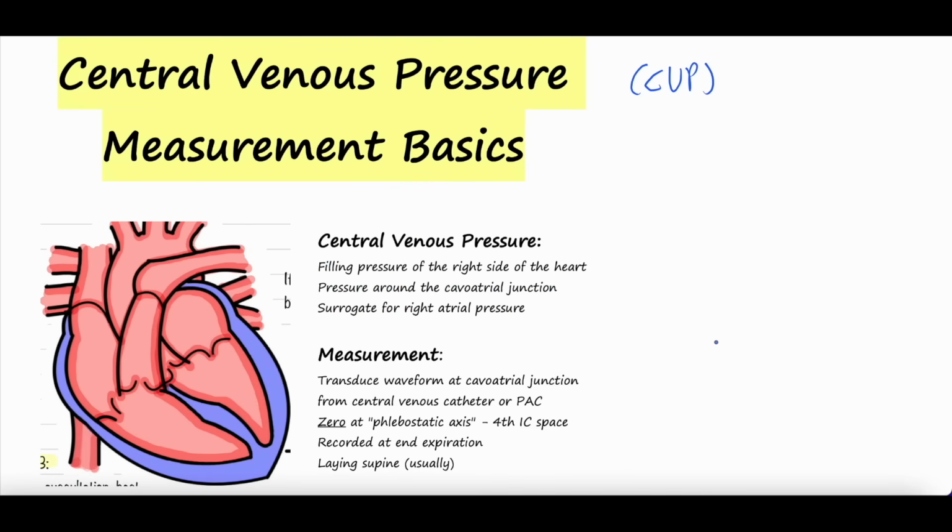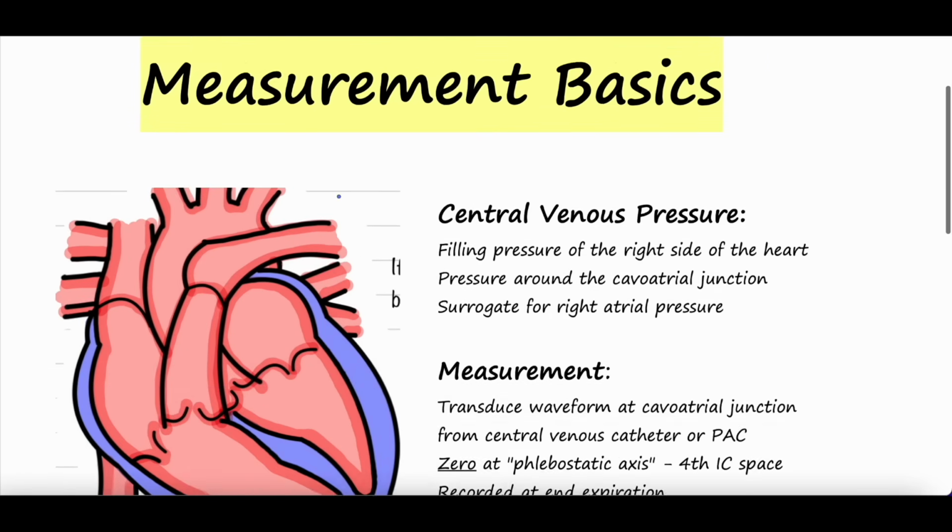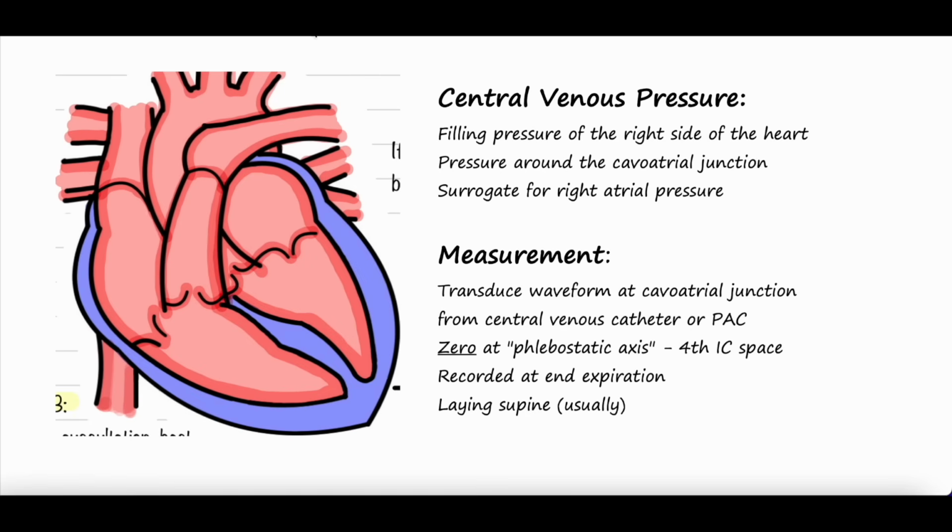Without further ado, CVP. So first, starting with what CVP is. CVP, aka central venous pressure, is just what it is describing. It's the central pressure of the venous system. Venous being veins, right? Central being close to the heart, and pressure being pressure, right? So it's the pressure in the veins close to the heart.